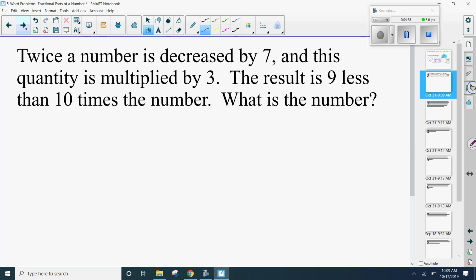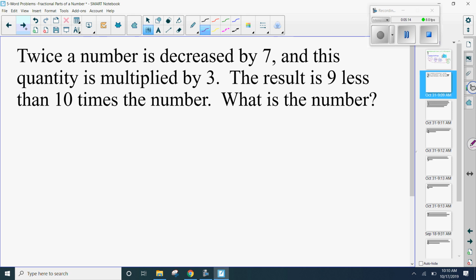Like if you hear sum, what do you think of? Addition. Difference. Subtraction. Difference is subtraction. Quotient. Division. Product. Multiplication. If you hear the word factor, that's numbers you multiplied together.